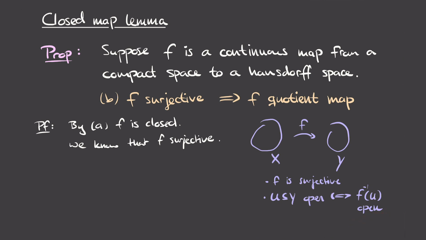Now, since f is continuous, we know that one direction of implication holds, namely that if we have an open subset in Y, then its preimage is open in X. That's just the definition of continuity. Hence, the only thing we have to prove here is that whenever we have an open preimage of some subset in X, then the original subset in Y is also open. So we let U be some subset of Y such that its preimage is open in X.